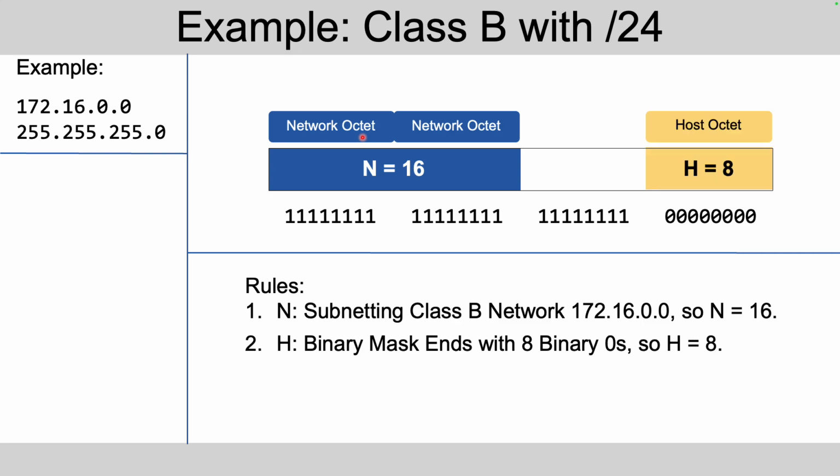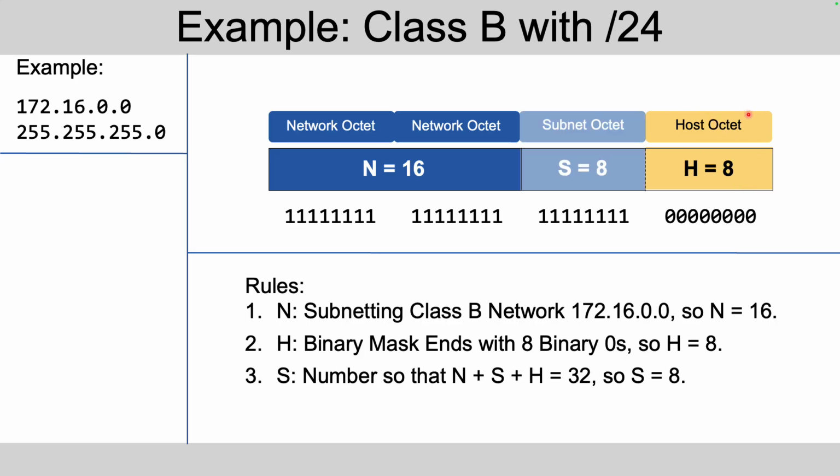Next up, how many host bits are there? Well, there are 8 zeros in the mask. They're on the far right. So all 8 of the bits in the 4th octet are host bits. I'll call that the host octet. And then the leftover bits in the middle are subnet bits. All 8 bits in the 3rd octet are subnet bits. So we'll call that the subnet octet, all right, in this particular case.